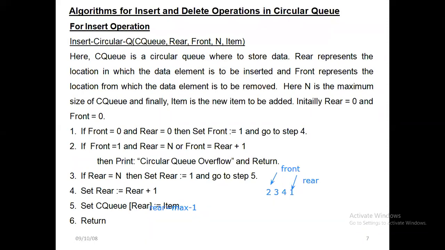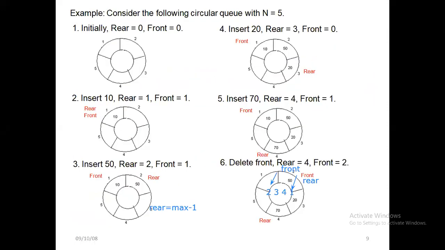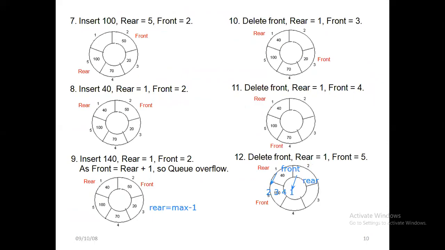The circular queue overflow. Next, if rear is equal to n, then set rear is equal to 1 and go to step 5. So for example, if rear is equal to n, so you can see here, 1, 2, 3, 4, 5. See here, 7th step, rear is equal to 5. If rear is equal to 5, what will happen in the next step? The rear will again be incremented to 1 in a circular queue. From the bottom it will be incremented, because the size is 5 only.